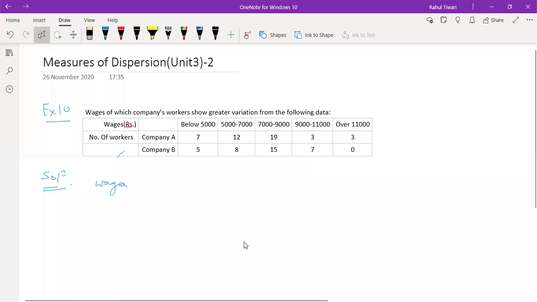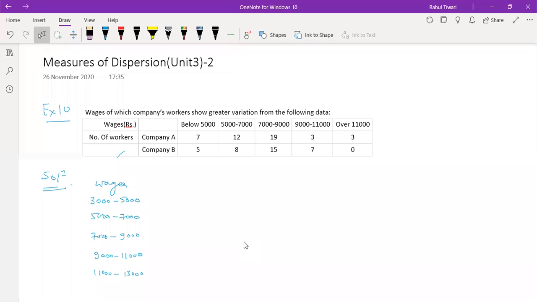Wages. So if you look at this, wages is open ended, so we can keep it close ended: 3,000 to 5,000, 5,000 to 7,000, 7,000 to 9,000, 9,000 to 11,000, and 11,000 to 13,000.